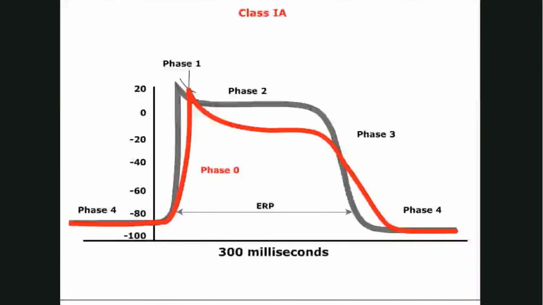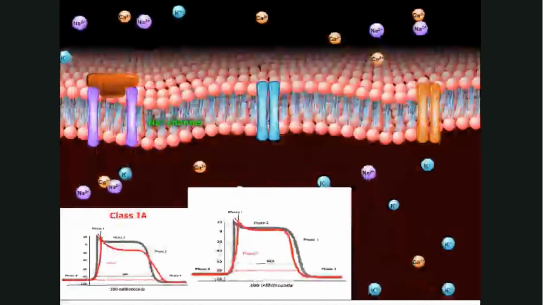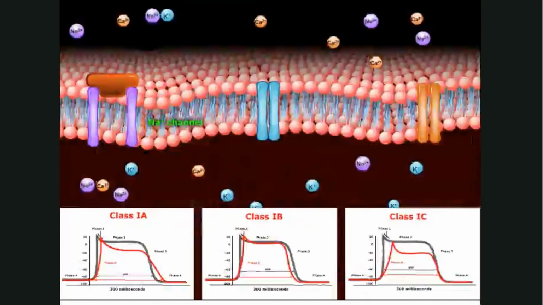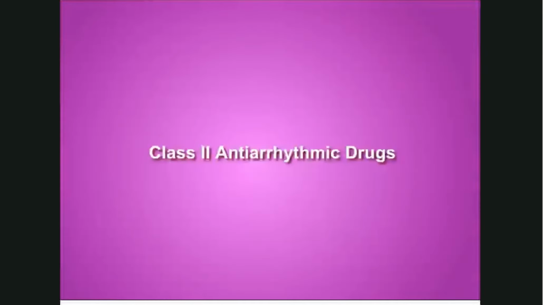Class 1A drugs, such as quinidine and procainamide, increase the effective refractory period. Class 1B drugs, such as lidocaine, decrease the effective refractory period. Class 1C drugs, such as flecainide, have no effect on the effective refractory period. Let's now proceed to the next class of antiarrhythmic drugs. Class 2 antiarrhythmic drugs.